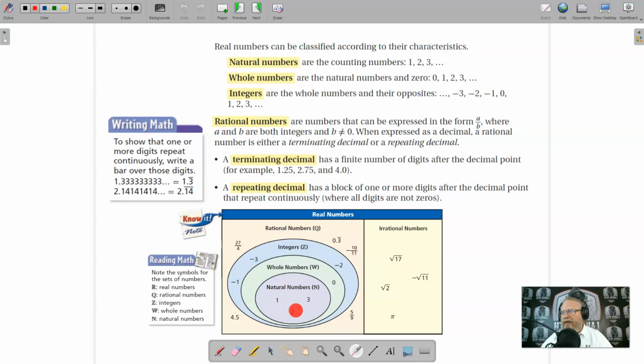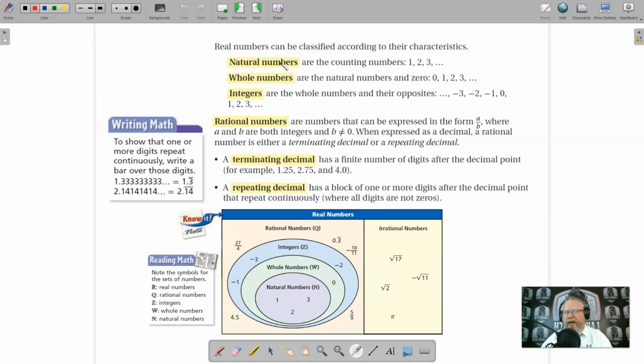And since natural numbers are right here at the center of the circle, that means natural numbers are not only natural numbers, but they're also whole numbers, integers, rational numbers, and real numbers. However, they are not irrational numbers.